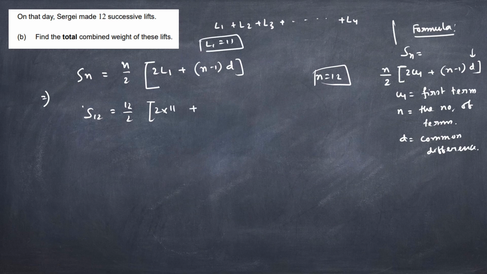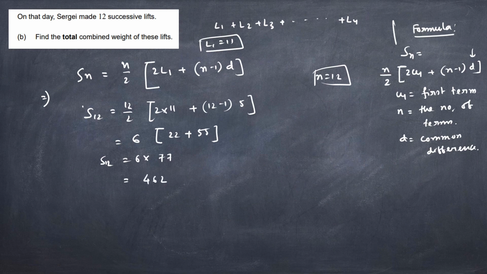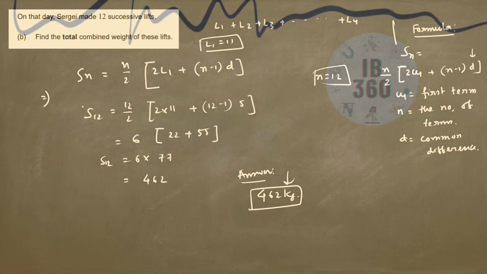So 2 into 11 plus (12 minus 1) into the value of d, which is 5. You can see this also in the previous slides. So we get 6 into (22 plus 55). So we are getting 6 into 77. After you calculate all these things, S12 is 462. So the total combined weight is 462 kg. So the answer will be 462 kg. Don't forget to give the unit here, because it is an arithmetic type of problem, so you need to give the unit every time.